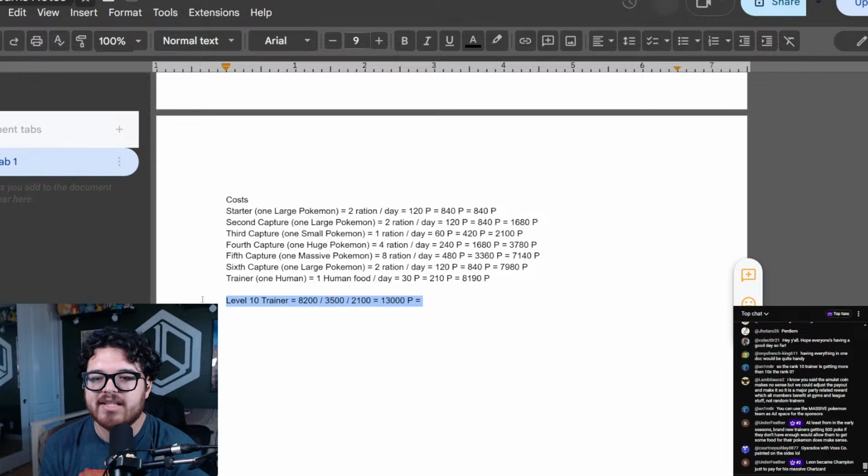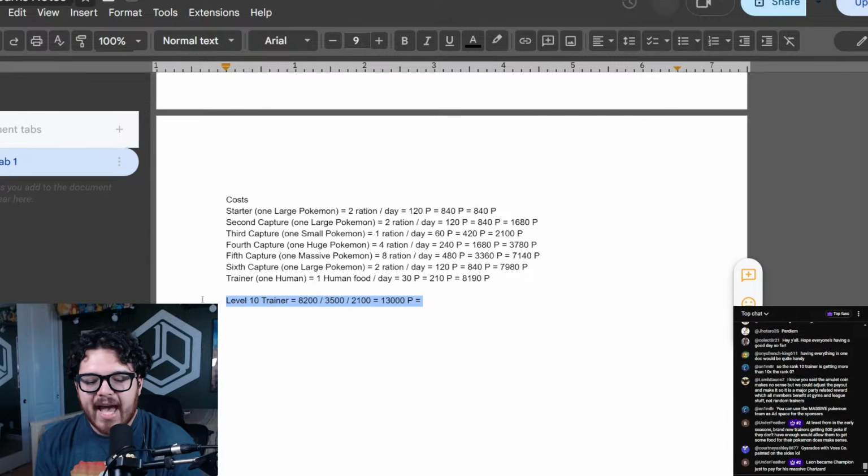You use the massive Pokemon teams ad space for sponsors. It's true. At least from early seasons, brand new trainers getting 500 Poke, if they don't have enough, would allow them to get some food. And that's what I'm saying, is the league would probably provide at least a little bit of money with Fosco painted on the sides. Leon became champion just to pay for his massive Charizard. I mean, again, that's sort of one of the goals, right?